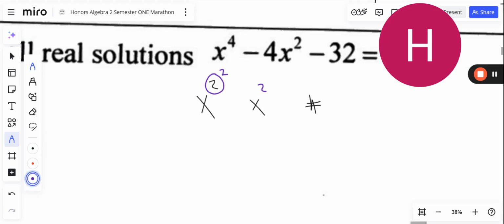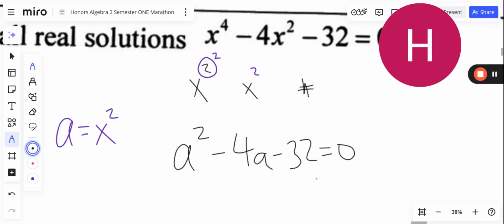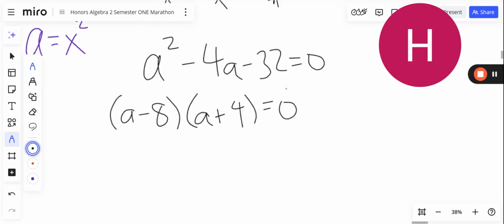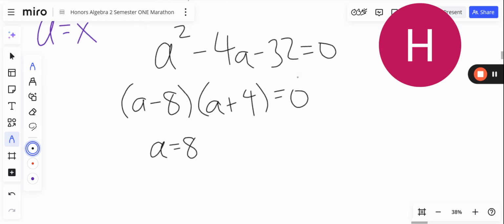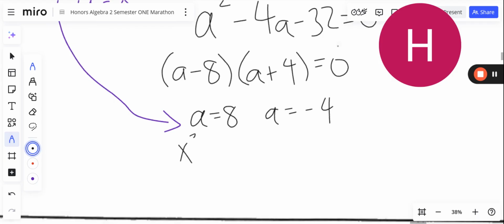So that leads me to a substitution. I'm going to replace x squared with a. And by doing that, now I have a quadratic equation in a. A squared minus 4a minus 32 equals 0. And this very easily factors to a minus 8 and a plus 4, which means a equals 8 and a equals negative 4. But remember, a stood for something. It stood for x squared. So x squared equals 8 and x squared equals negative 4.